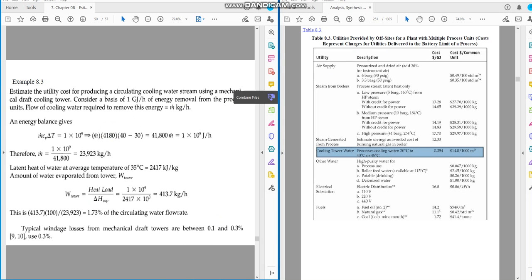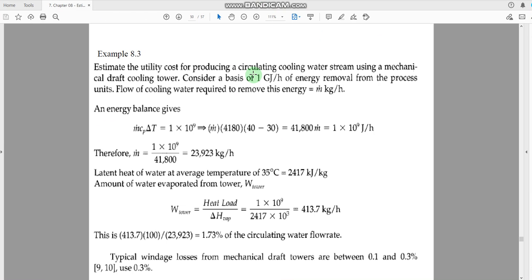Now let us solve example 8.3, and in this example we have to see some of the heuristics also that are maybe not provided directly in the tables, but you can see some of the heuristics as we solve this example. Okay.